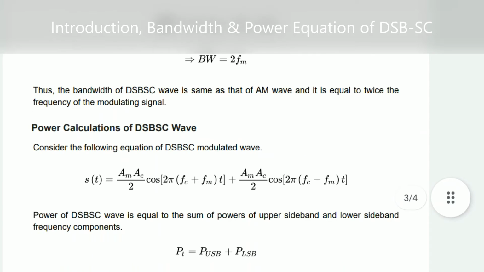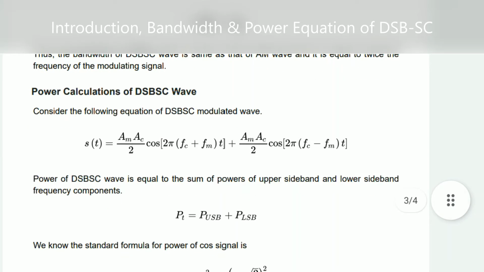Now we'll see the power calculation of double sideband suppressed carrier. We have the equation of double sideband suppressed carrier. Now we know the total power. Total power of DSB-SC is PUSB plus PLSB. We are not using PC. Why? Because PC has been suppressed.